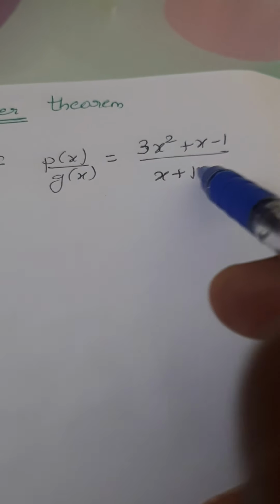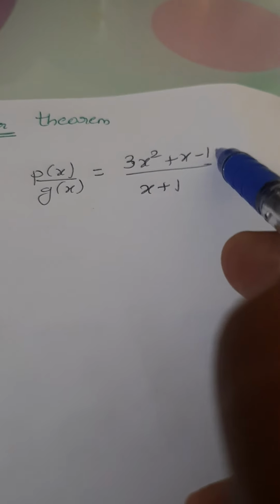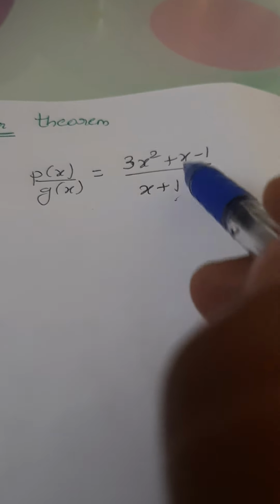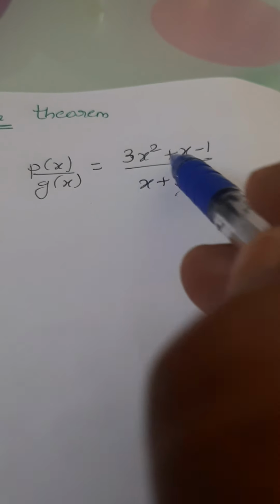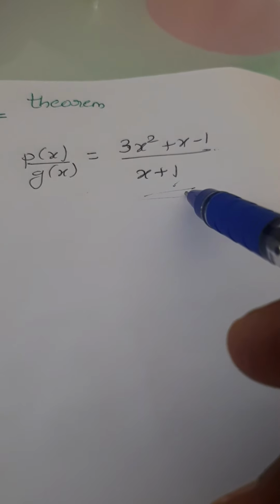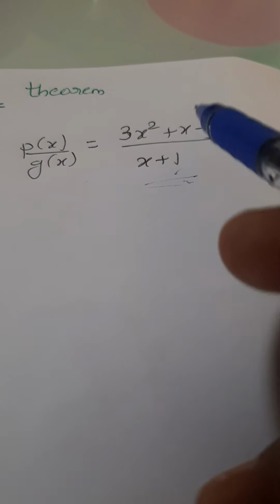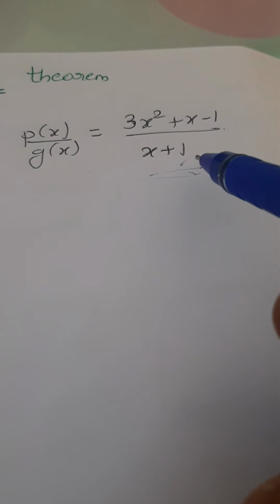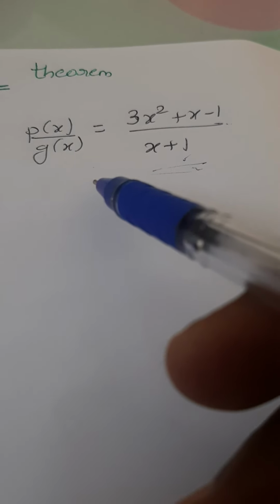So, I've taken an example here. Find the remainder of p of x by g of x, equal to 3x square plus x minus 1 upon x plus 1. So, your dividend is 3x square plus x minus 1 and your divisor is x plus 1. The divisor is a linear polynomial here, and p of x is a quadratic polynomial, and you have to find the remainder. First, let's find the remainder using the normal long division process or synthetic division. First, I'll use the long division method here.